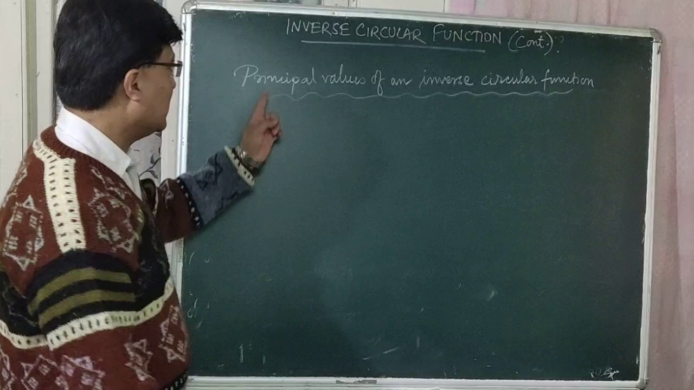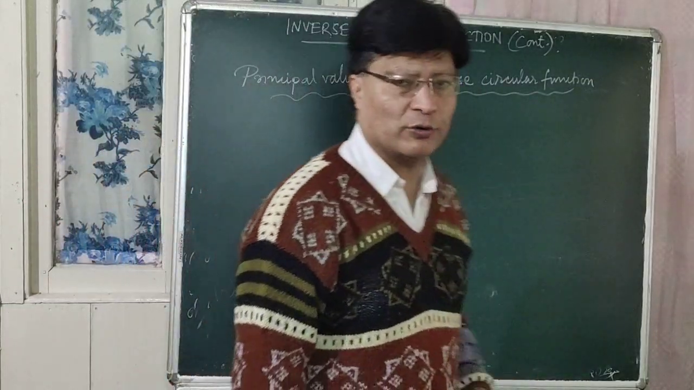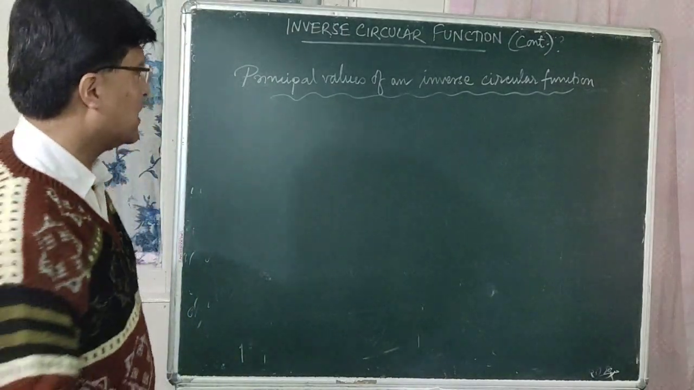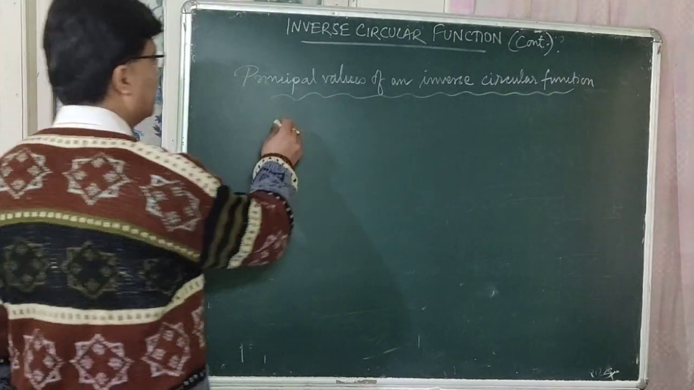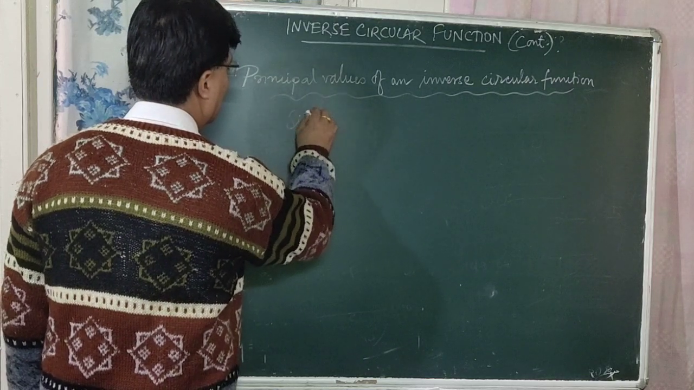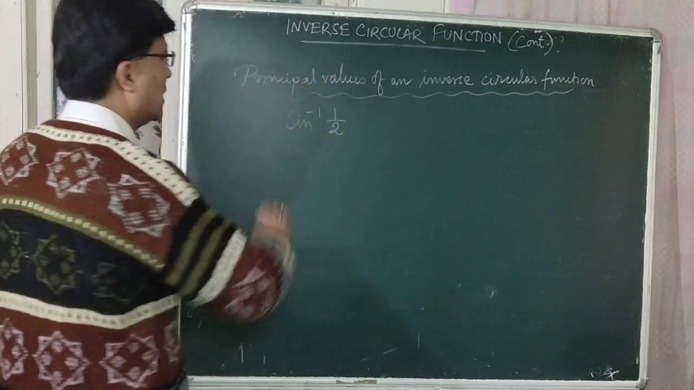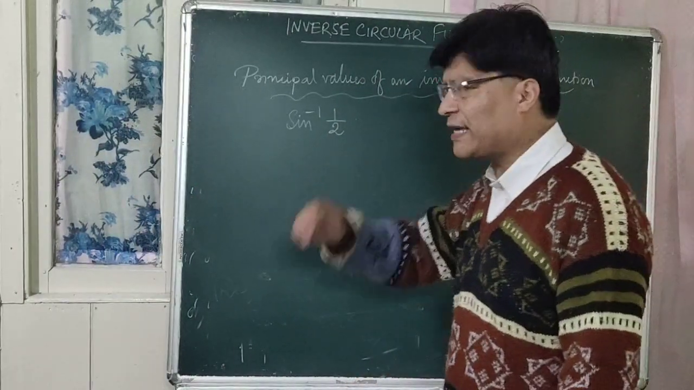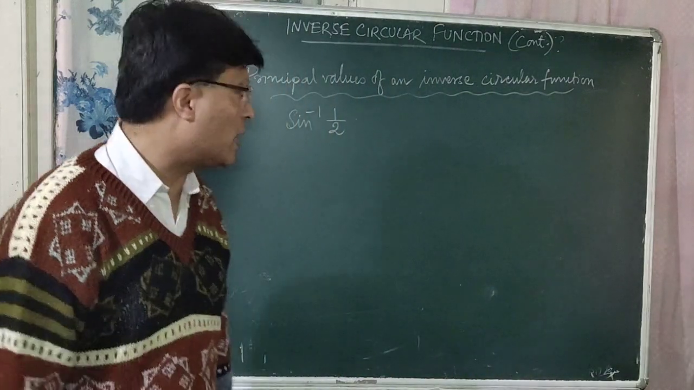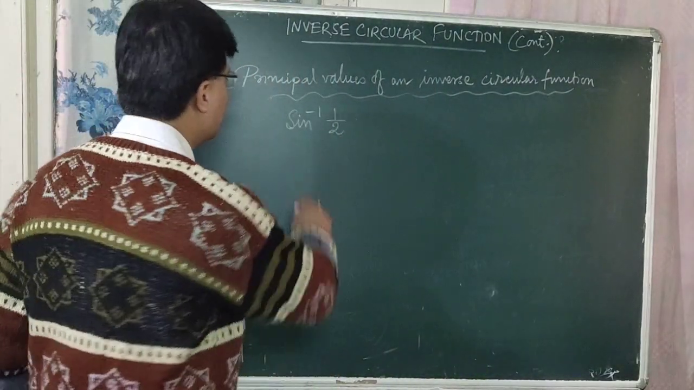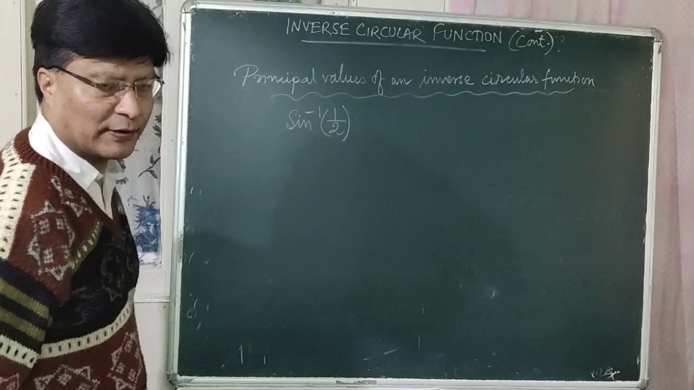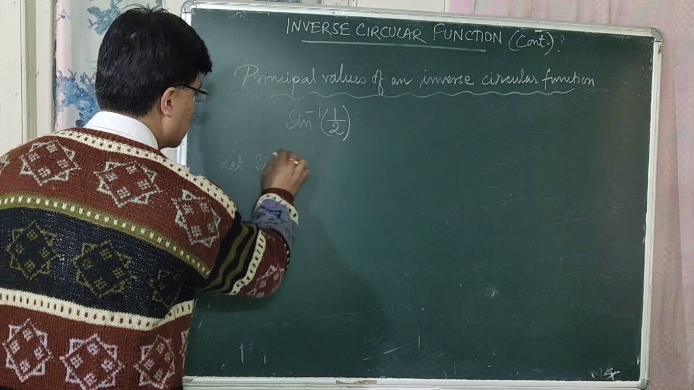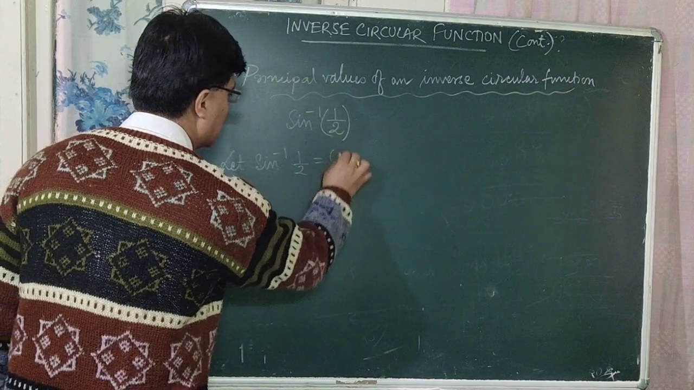So what is meant by principal values of an inverse circular function? Okay, so let us see an example. Suppose you have sine inverse half, so you have to find out this value. How can you get the value of sine inverse half? Suppose you are asked to find out the value of sine inverse half, right? Let us write down, let sine inverse half is equal to what?